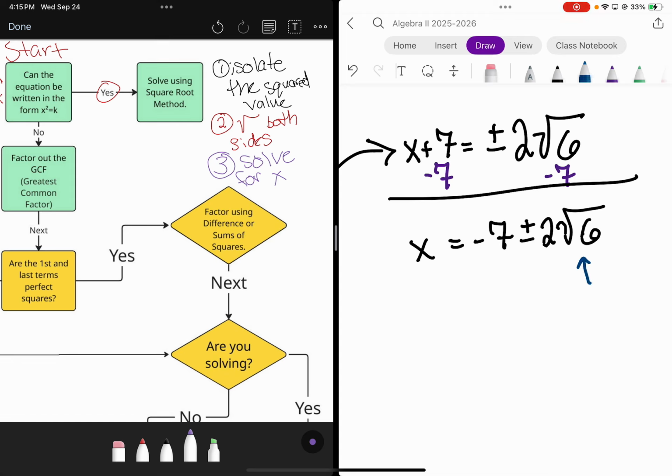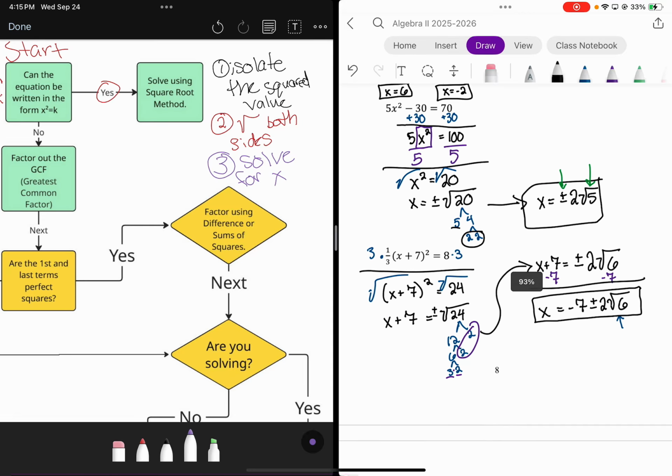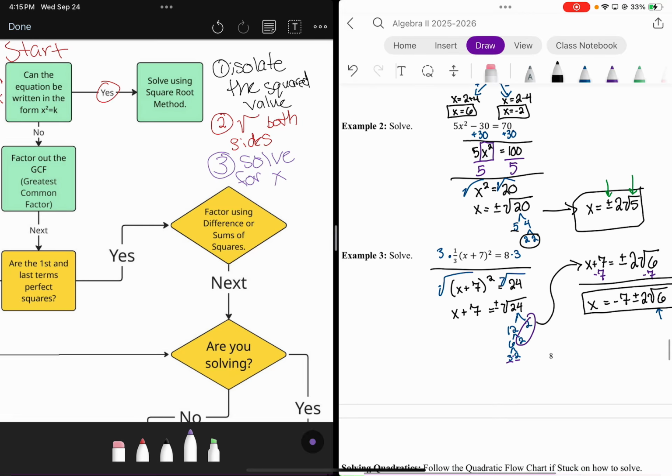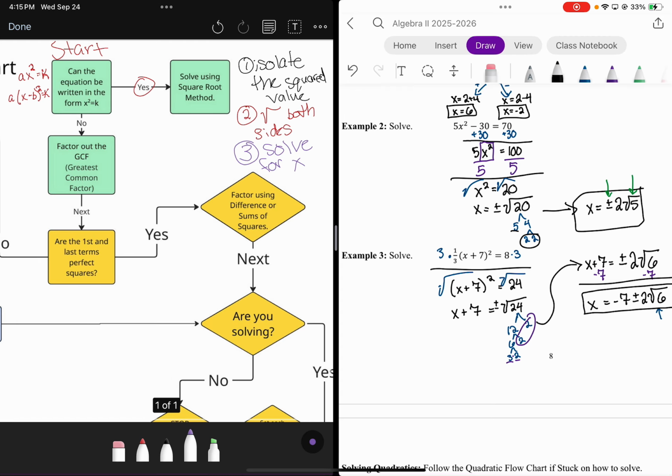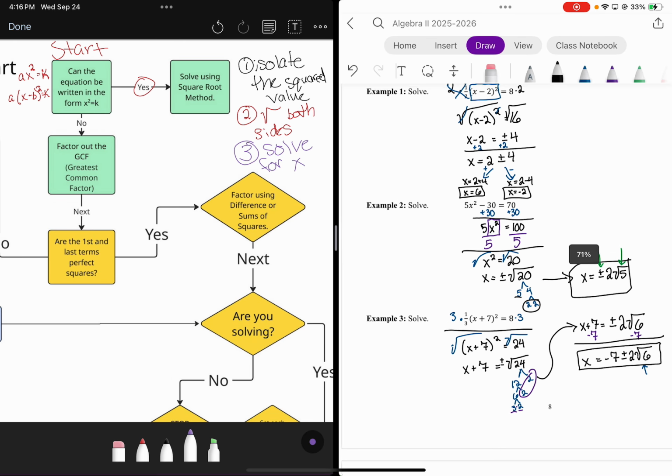Now, because this one still has a square root that cannot be simplified any further, we are going to leave our final answer like this. You do not have to separate it if you have that square root there, or an imaginary number if an imaginary one shows up. Okay, so that is how you would solve when you have the square roots that you can use the square root method for.